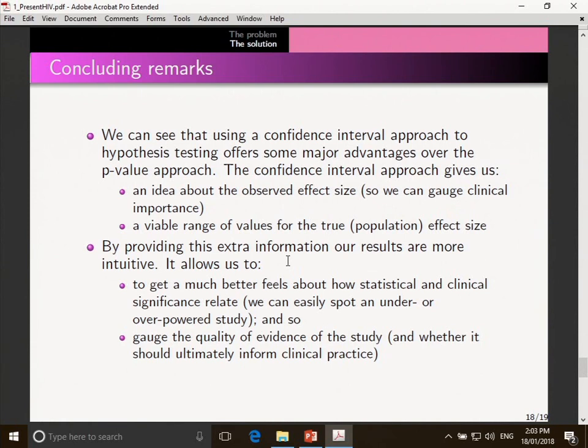By providing this extra information in our research, it allows us to get a much better feel about how statistical and clinical significance relate to each other, whether our sample size is way off, for example. We can easily spot an under- or overpowered study, where there's a big disconnection between clinical significance and statistical significance. In doing so, we gauge the quality of evidence of the study and whether it should ultimately inform clinical practice.